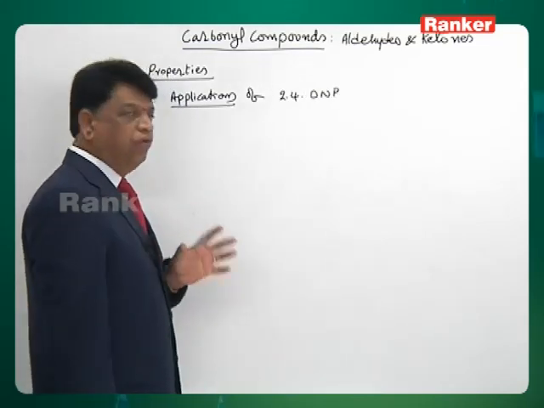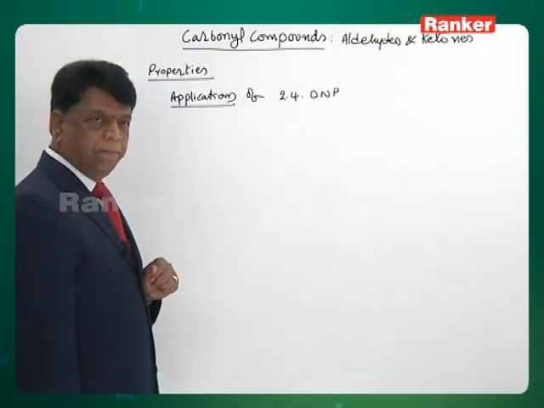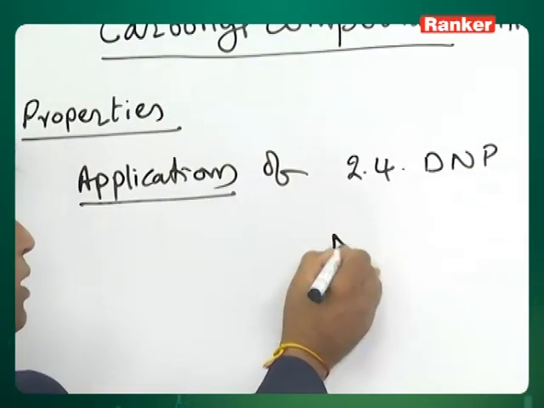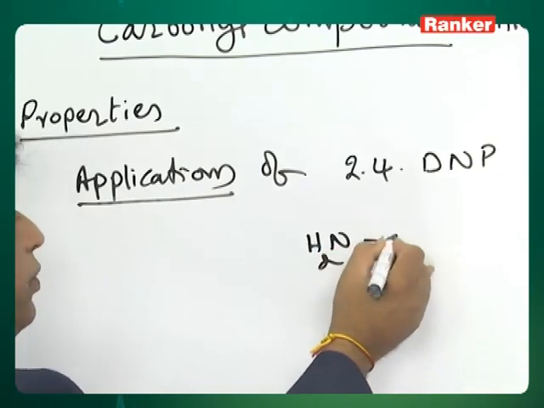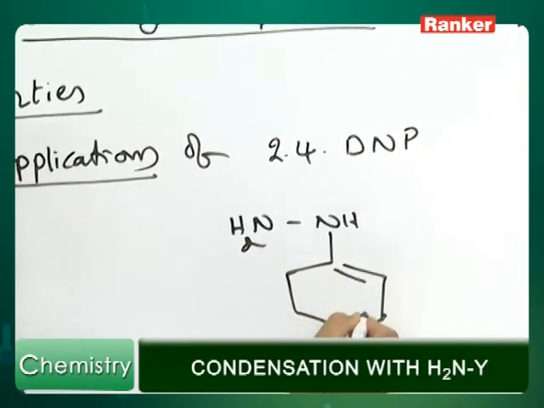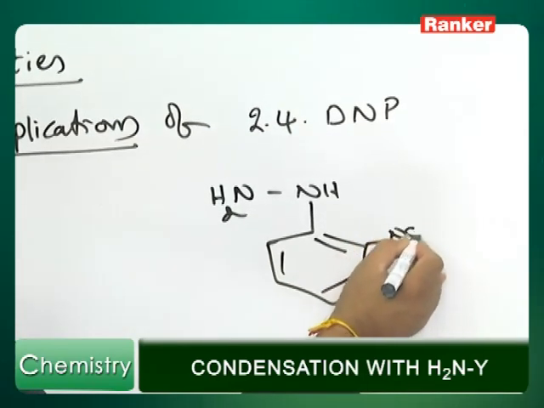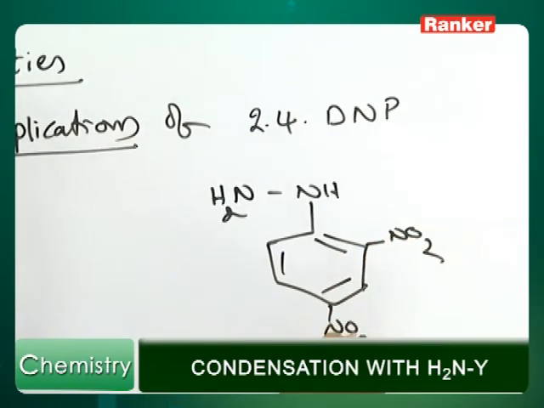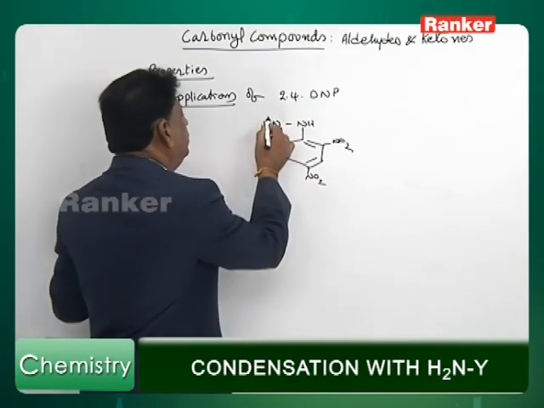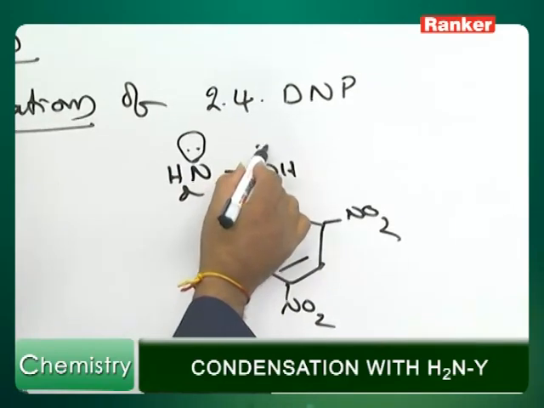Applications of these 2,4-DNP derivatives. This is also one of the important points. The 2,4-DNP, as a NH2NH, has got a ring. In the ring we have the 2 nitro groups. What exactly is the role of the phenyl ring and these nitro groups? There are 2 lone pairs in the nitrogen.